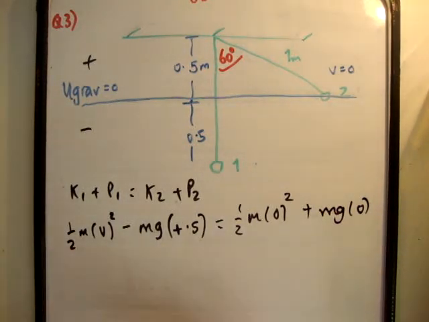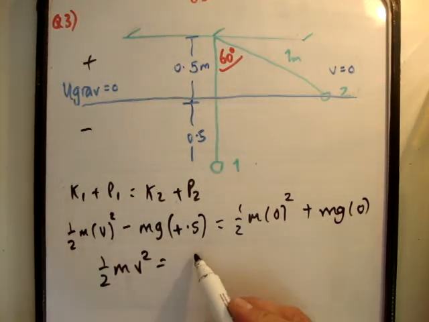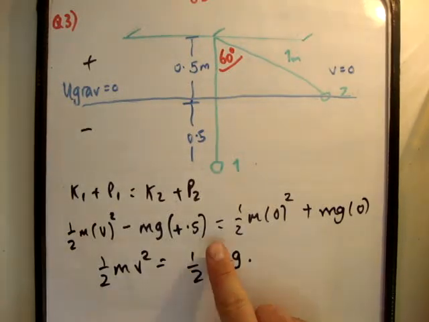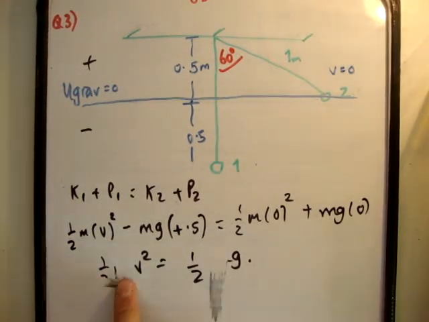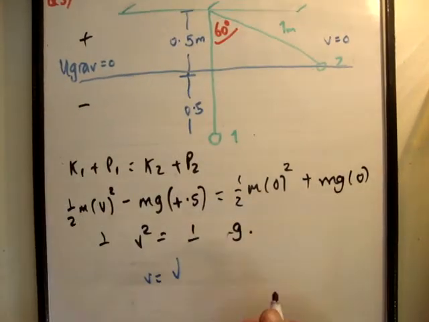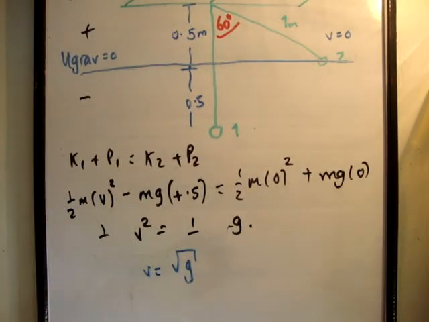Just bear with it. So this becomes a half m v squared is equal to a half mg. Cancel the m's, cancel the 2's. And what do we get? v is equal to the square root of g. Same answer. So I hope that convinces you that you can put your 0 point in your gravitational field anywhere.